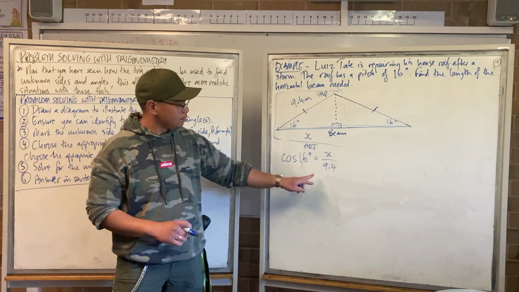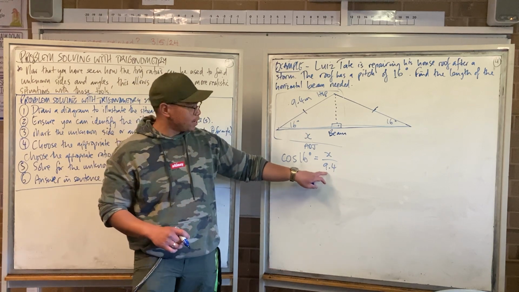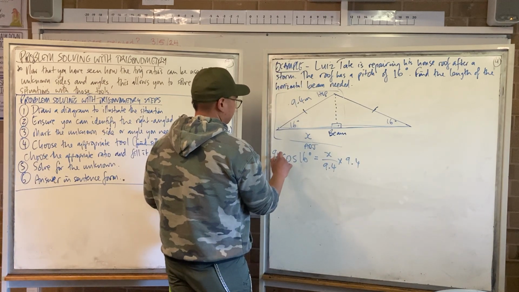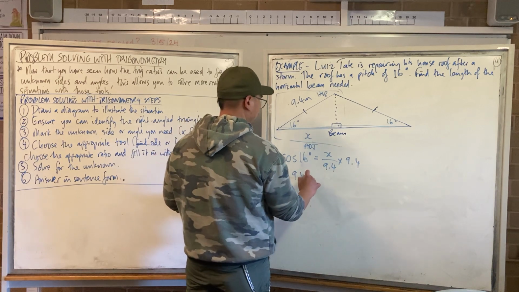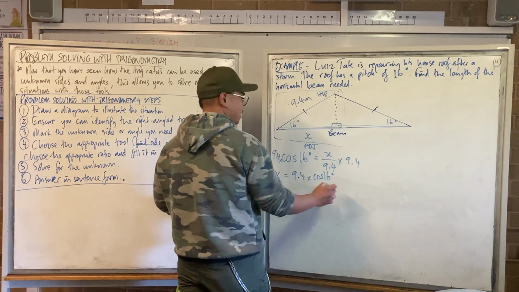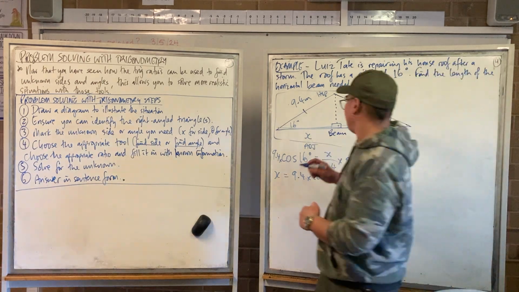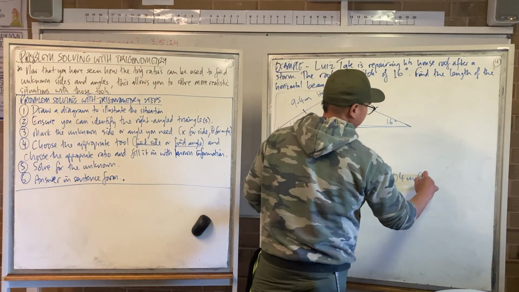To keep it clean, if I want to get rid of the 9.4 dividing, I multiply both sides by 9.4. So your x is going to be 9.4 times cos 16 degrees. So now I get my Apple calculator out, and with the Apple calculator you have to do it in a particular order. The way the Apple one works is I press 16 first, and then I do cos of that, and I've got 0.9612, etc. And then I times that by 9.4, 9.04 meters, rounded to 2 decimal points.